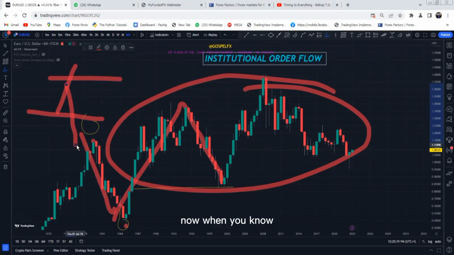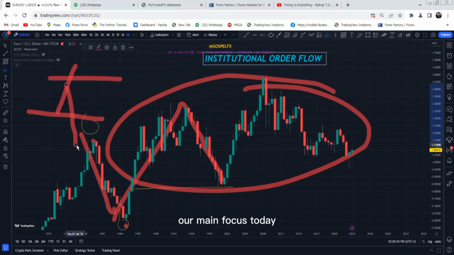Now when you know the theory of institutional order flow, you will know that there are some order blocks that are not going to work. Okay, why are these order blocks not going to work? Because they are against the institutional order flow. There are fake order blocks that were printed. All right, this order block theory is going to be another episode on its own under this institutional order flow.